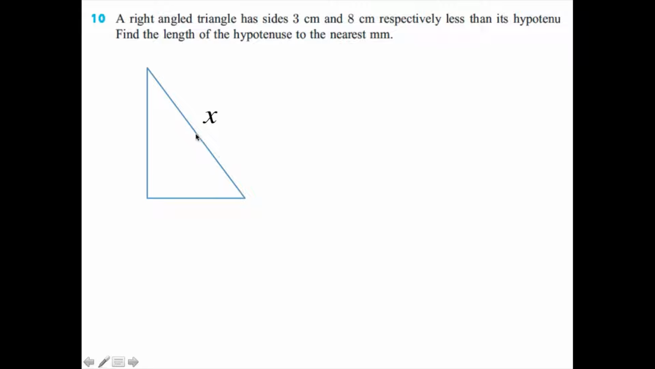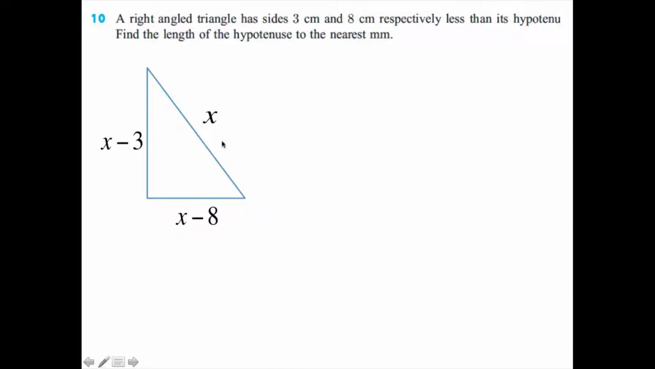So I labeled that x. I don't know how long it is. But it says the sides, which means this one and this one, they're also called the legs. The sides or the legs are 3 centimeters and 8 centimeters less than the hypotenuse. So this one, I'm going to label it, this one is 3 less than the hypotenuse. And this one, the length is 8 less than the hypotenuse. All right, so this word respectively just means that 3 is taken from the hypotenuse, and then 8 is also subtracted from the hypotenuse. So there's our triangle.